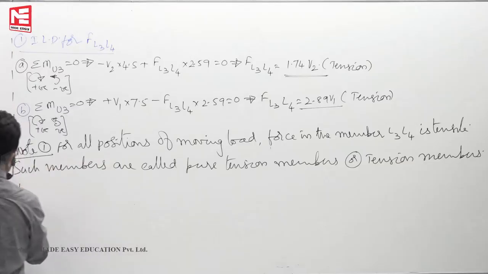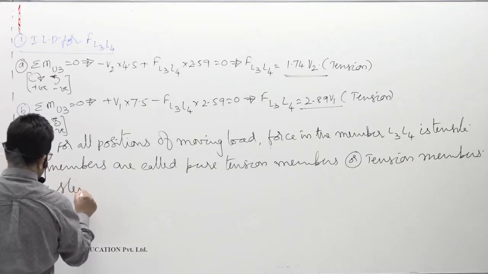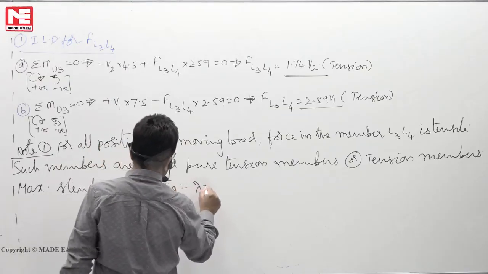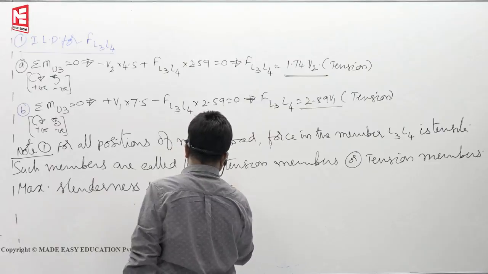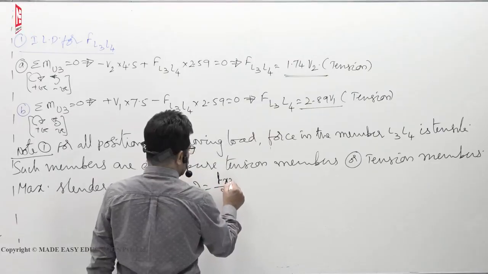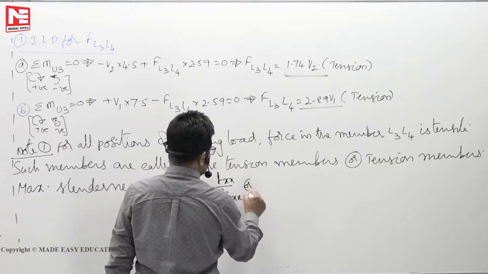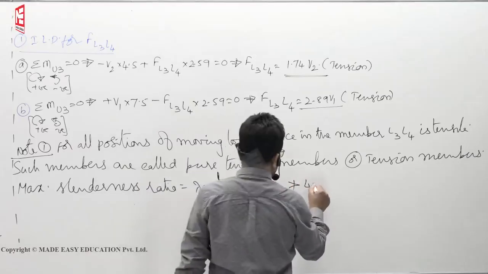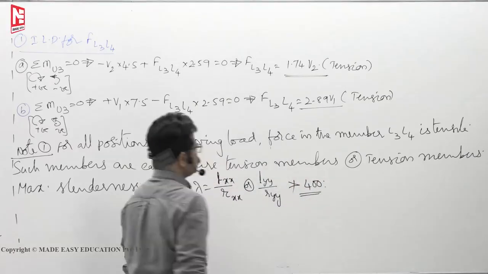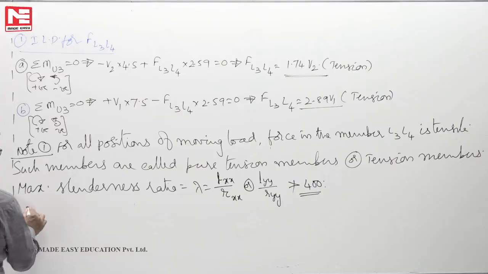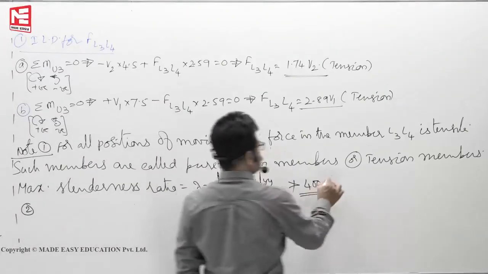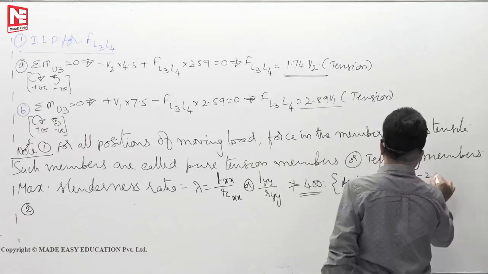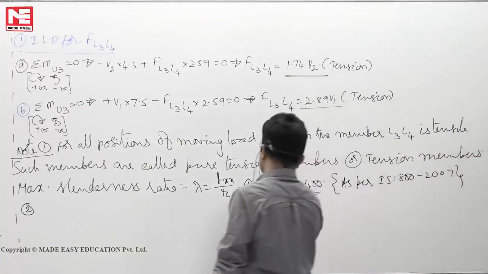Maximum slenderness ratio, we call it as lambda. Effective length by corresponding radius of gyration, either Lxx by Rxx or Lyy by Ryy, should never exceed 400. Okay, that is the codal provision. This is as per IS 800/2007.